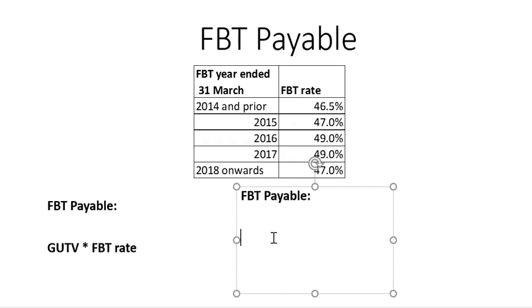So simply, we know the grossed up taxable value is $19,608. We multiply this by the 49%. If we stick with whole dollars, this brings us to $9,608 of fringe benefits tax payable by the employer.